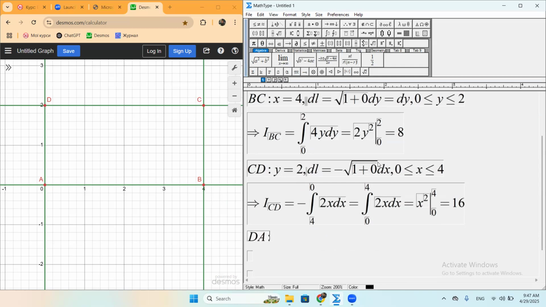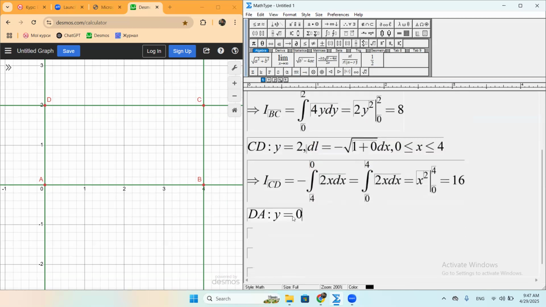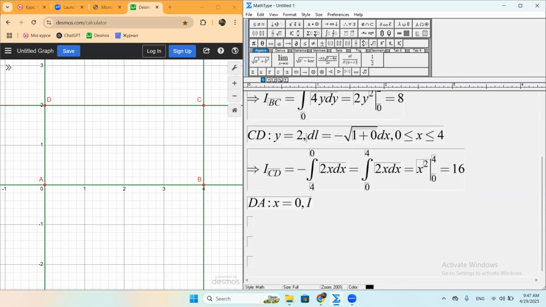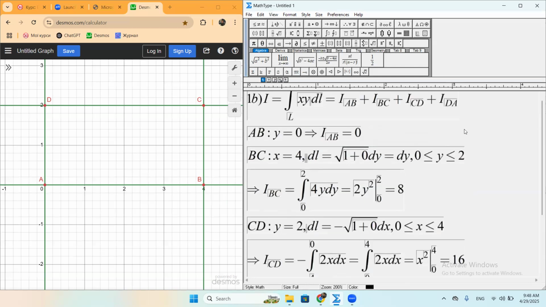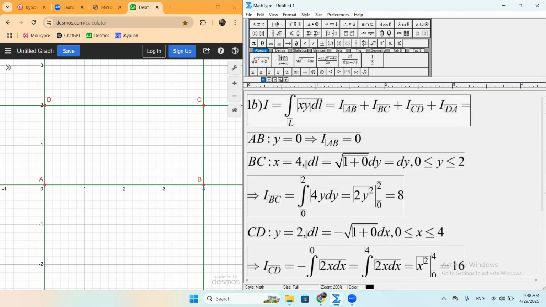In this case, x equals 0. So the integral of I dA will be equal to 0. So what do we have in the final answer? 8 plus 16. So the integral equals 24. Any questions about this exercise?